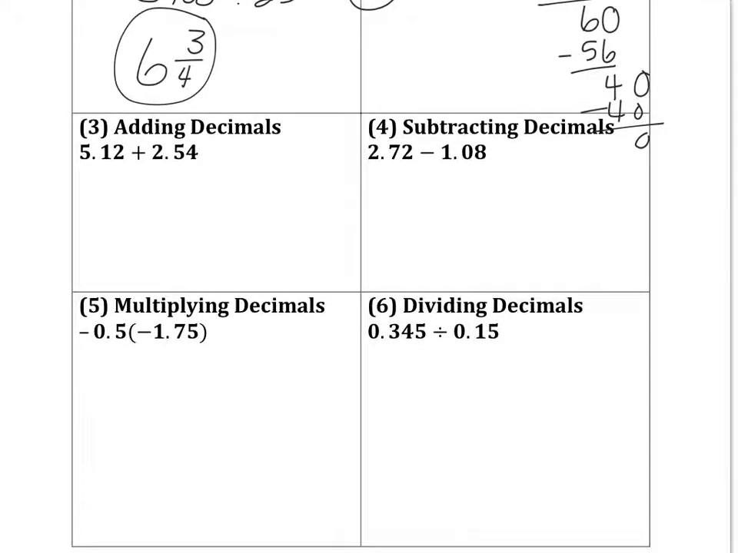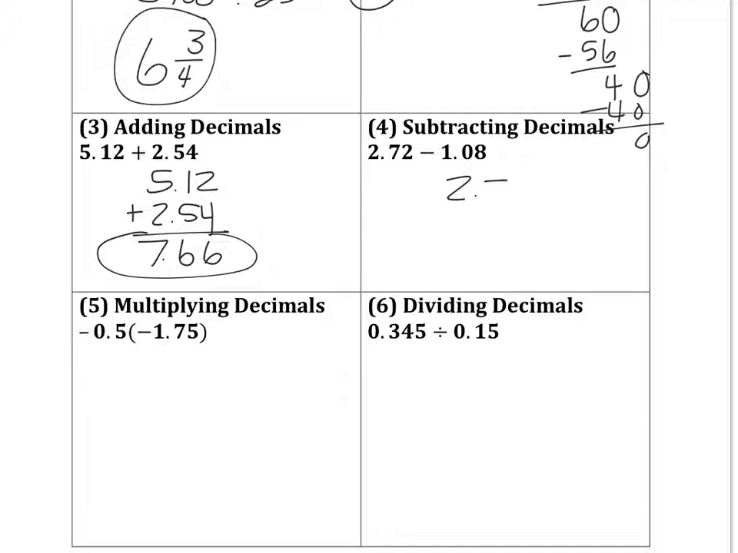Adding decimals, I'm going to keep this simple and to the point. We want to line up the decimals and add like normal. Add up the decimals, add like normal, line them up. So I have 6, 6, so 7 and 66 hundredths.